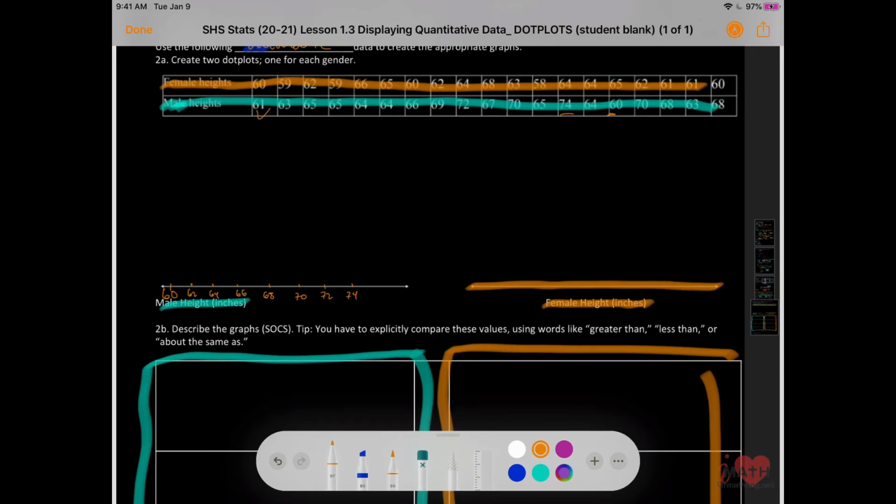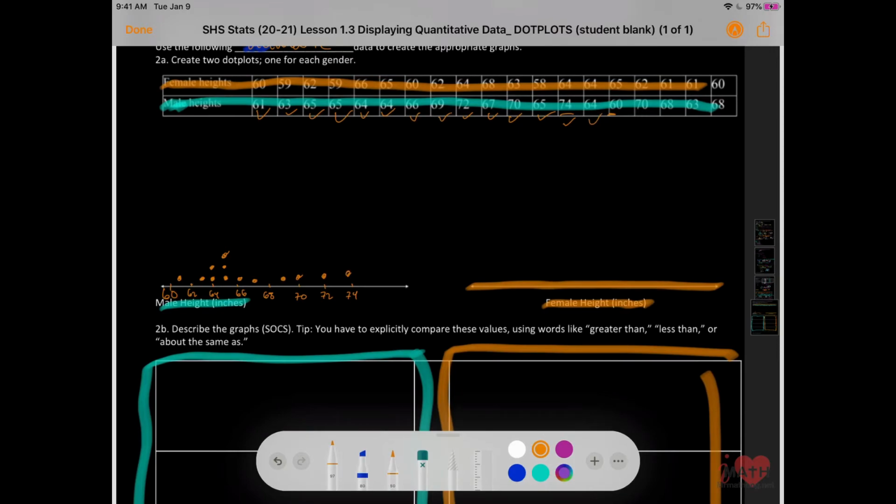61, 63, in between 62 and 64, 65, 65, 64, 64, 66, 69, 72, 67, 70, 65, 74.